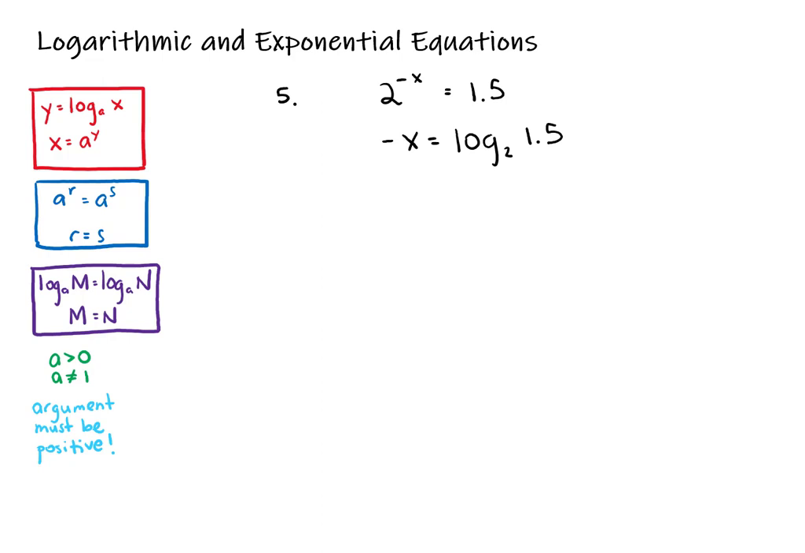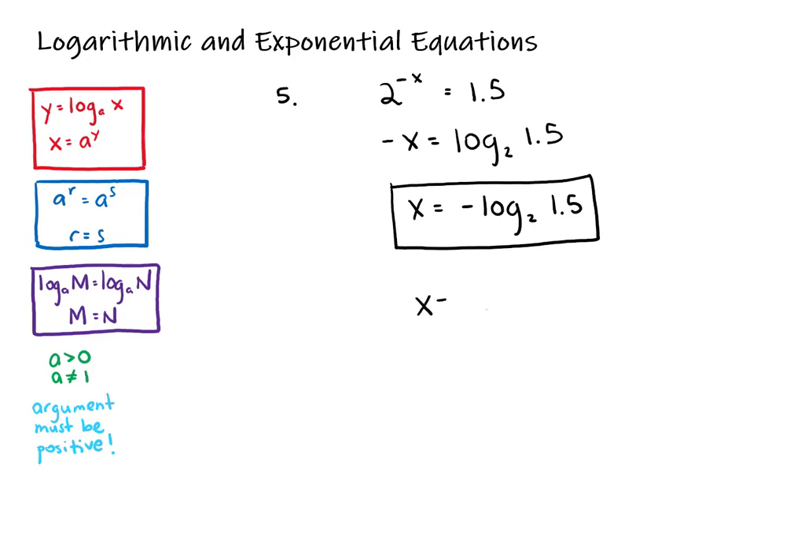And in order to solve for x, all we have to do is divide by -1. So you get x is equal to negative log base 2 of 1.5. And when I look at this question, that is my exact answer. I'm going to rewrite this as negative ln of 1.5 over ln of 2.